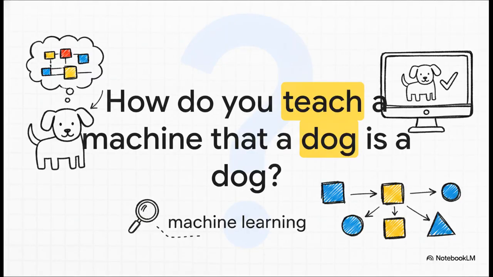So, let's kick things off with the seemingly simple question. How do you teach a machine that a dog is, well, a dog? I mean, a human toddler picks this up almost instantly, right? But for a computer, it is a monumental challenge. This right here is the core puzzle of machine learning and computer vision, and it's exactly the mystery we're going to solve today by looking under the hood.